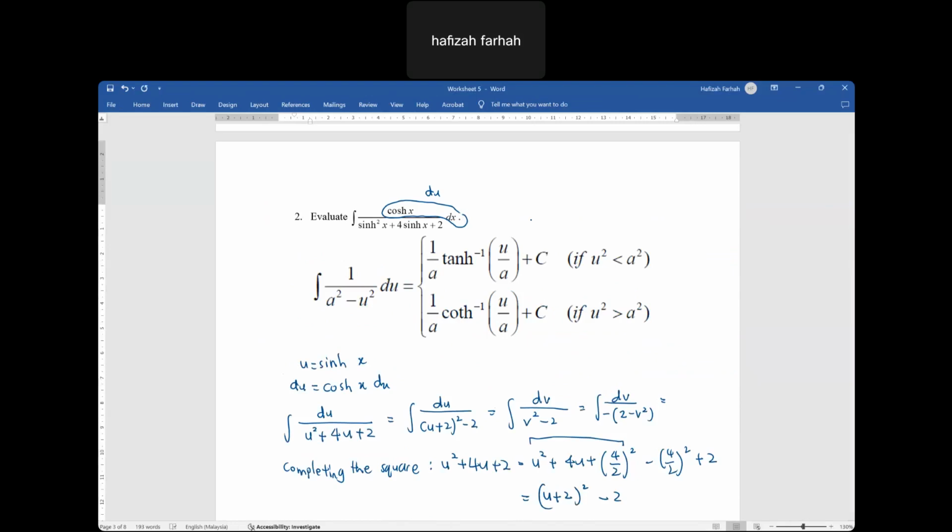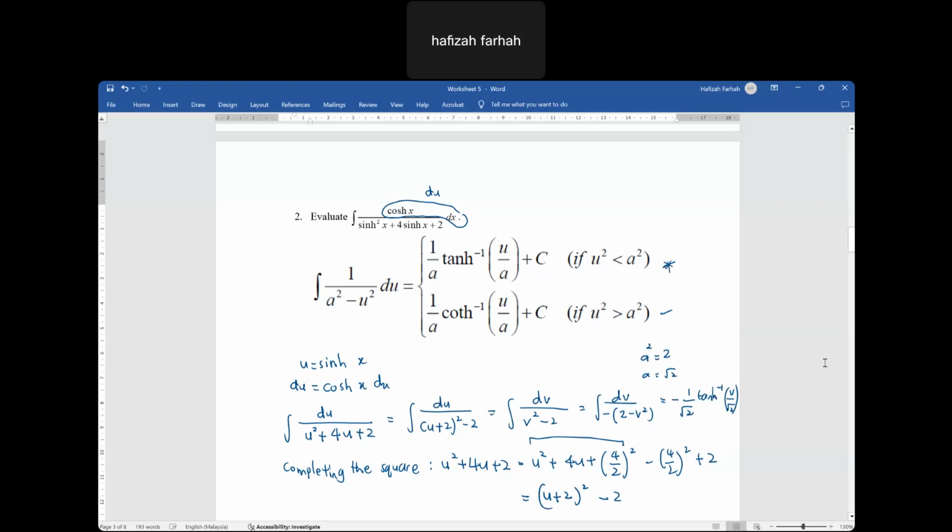Given any condition, it can be any answer, right? It can be either arctangent hyperbolic or arccotangent hyperbolic. So I choose this one. Our a squared is given as 2, so a would be square root of 2. So minus 1 over square root of 2 arctangent hyperbolic of v over square root of 2.